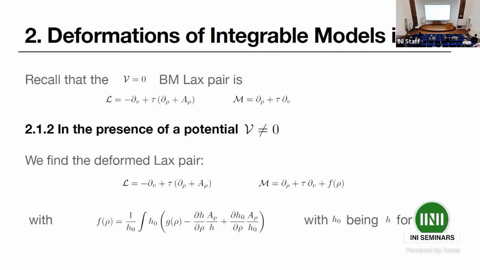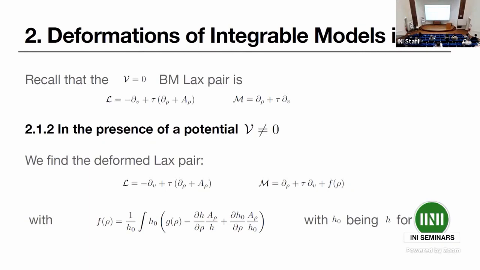So in the B equal to 0 case, so no potential, the Lax pair for a system in which only a rho is non-zero is given in this particular form. So now we are going to look for a deformation of this Lax pair that provides us with the equations of motion that we have now in terms of the potential.